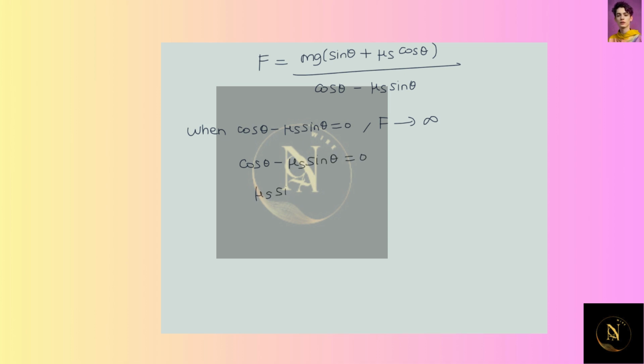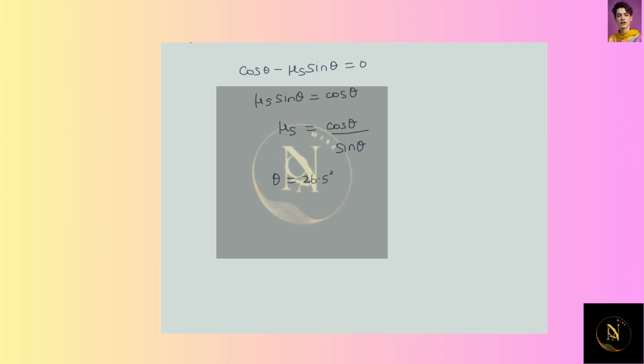Mu s sin theta is equal to cos theta, and mu s will be equal to cos theta divided by sin theta. Here theta is equal to 26.5 degrees. So mu s will be equal to cos 26.5 degrees divided by sin 26.5 degrees. So mu s will be equal to 2.005. At this particular value for mu s, even though we apply an infinite force, the object does not move.